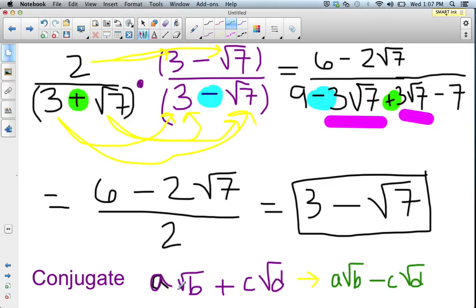Okay, so you are allowed to have a square root here. It doesn't have to be on both terms. And the simple way to think about it is just that the conjugate changes the sign in the middle. Goes from plus to minus or minus to plus. Easy peasy.